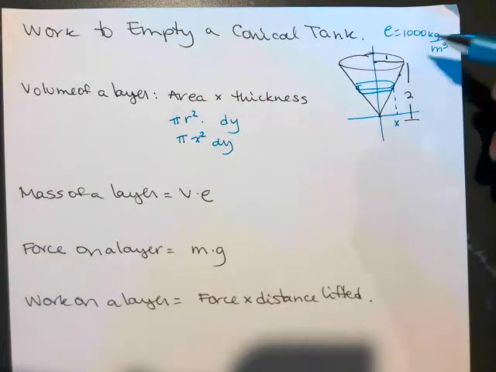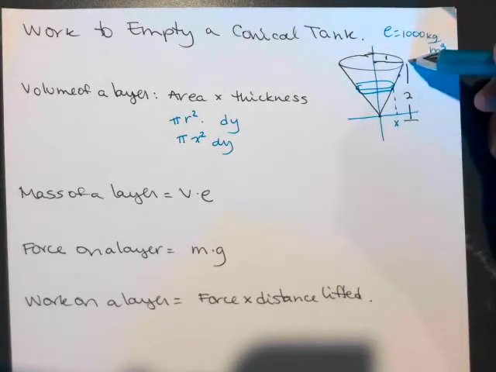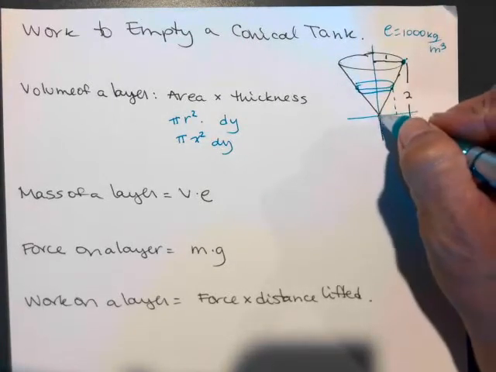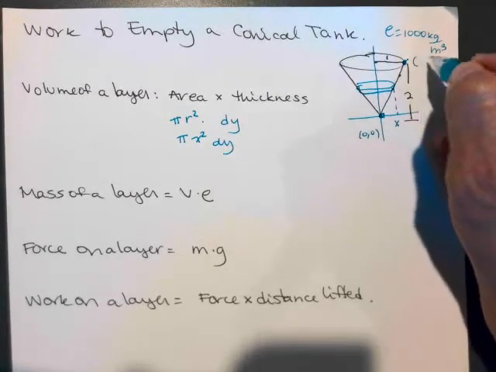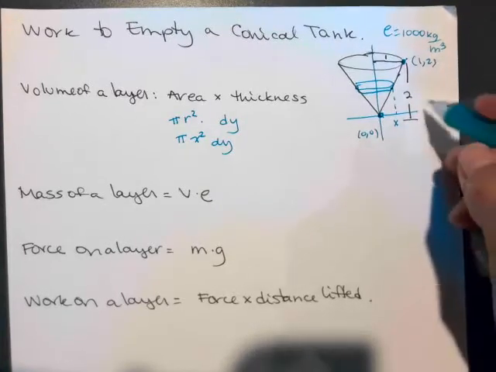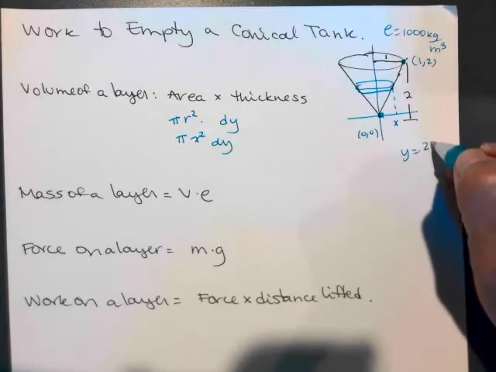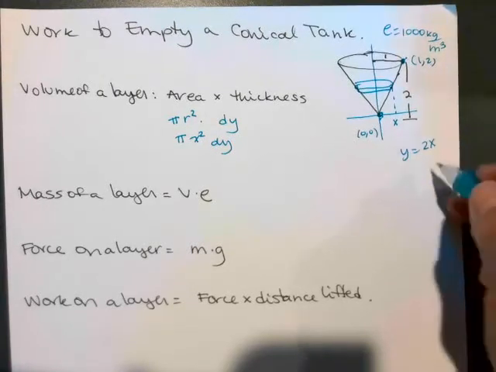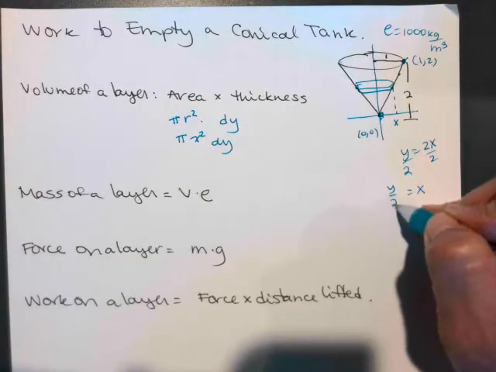There are a couple ways you can do it. You could do some similar triangles. It's actually pretty easy to find the equation of that line. I've labeled my cone to have a height of 2 and a radius of 1. If you look at the setup where I've drawn my axes, it goes through the origin and through the point up here, (1, 2). So the equation of that line: the slope is 2, the y-intercept is 0, so it's just y equals 2x. If I solve this for x, that tells me that x is equal to y over 2.